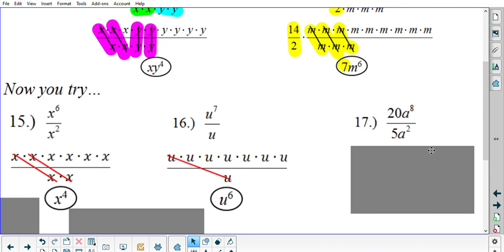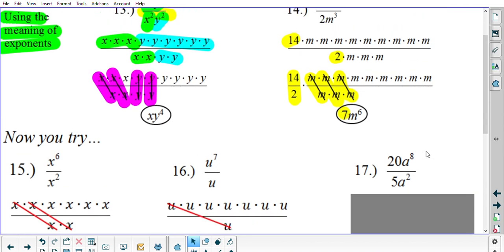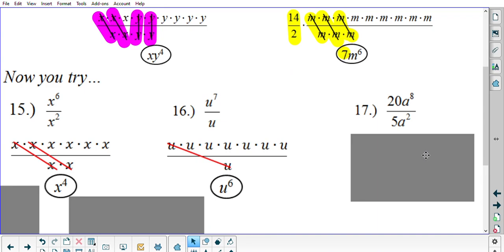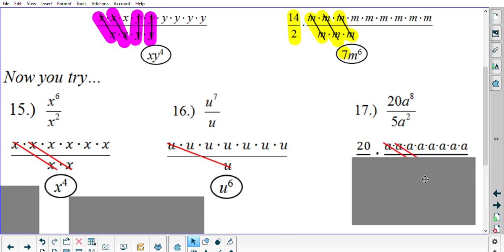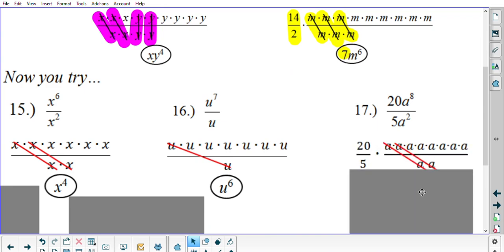Number 17 is kind of like problem number 14 from above. You can write out the meaning of the exponent for the a to the 8th and also a to the 2nd, but the 20 and the 5, they're just numbers, not taken to any exponents.